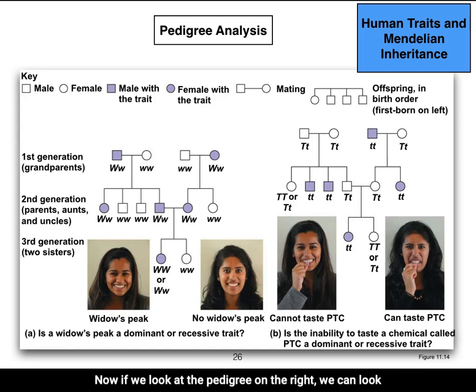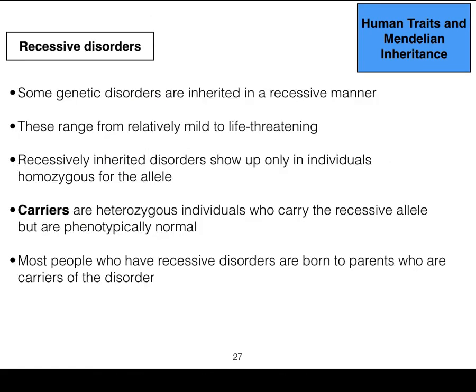Now if we look at the pedigree on the right, we can look at the inability to taste PTC. At the grandparent generation, only the homozygous recessive individual has the trait. In the offspring produced, you see the same trend of the homozygous recessive individuals being affected. Therefore, the trait can be considered recessive.